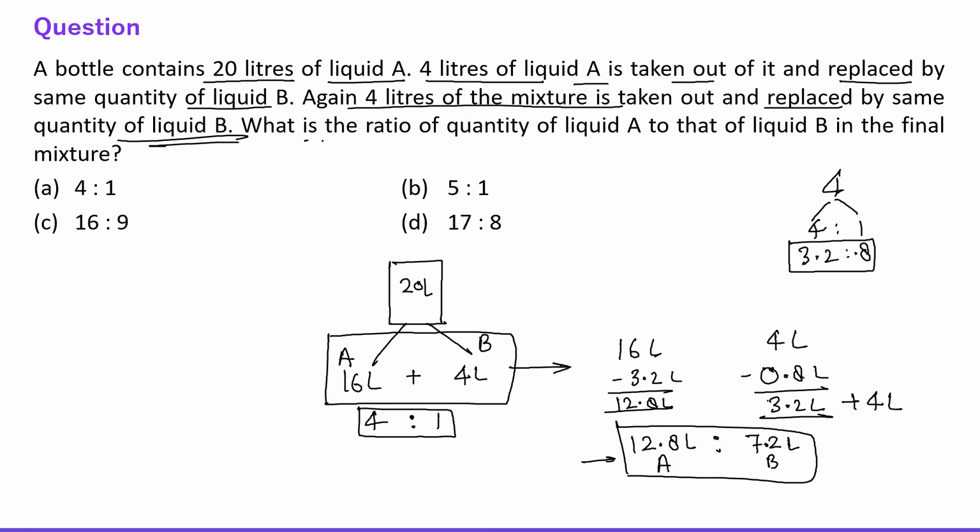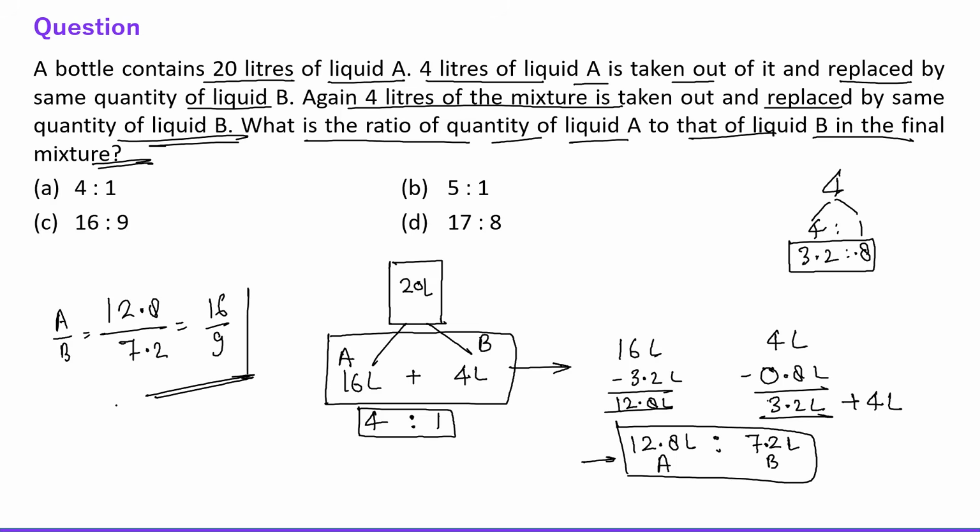So question is, what is the ratio of the quantity of liquid A to that of liquid B in the final mixture? Okay, so this is 12.8. The ratio we need to find is 12.8 divided by 7.2. This is A and this is B. This we need to find. So both the numbers are divisible by which number? They are divisible by 8. So 16 by 9. So this is 16 by 9. C option is the right choice.